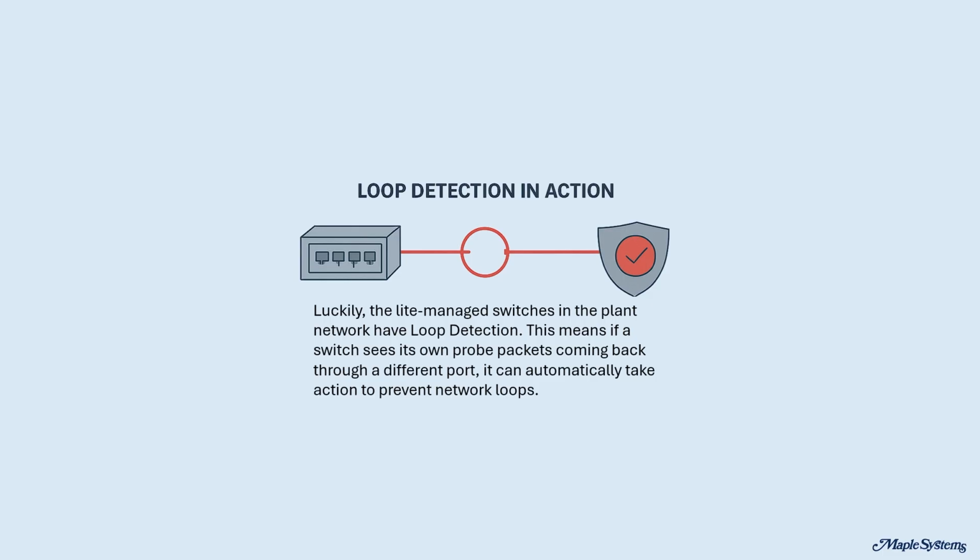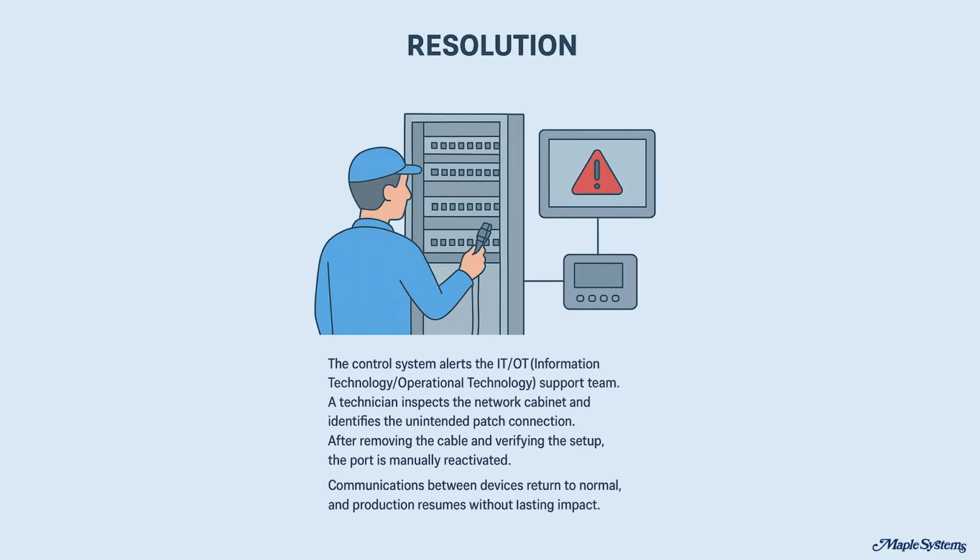Luckily, the Lite managed switches in the plant network have loop detection. This means if a switch sees its own probe packets coming back through a different port, it can automatically take action to prevent network loops. So the resolution: the control system alerts the IT or OT support team. A technician inspects the network cabinet and identifies the unintended patch connection. After removing the cable and verifying the setup, the port is manually reactivated. Communications between devices return to normal, and production resumes without lasting impact.